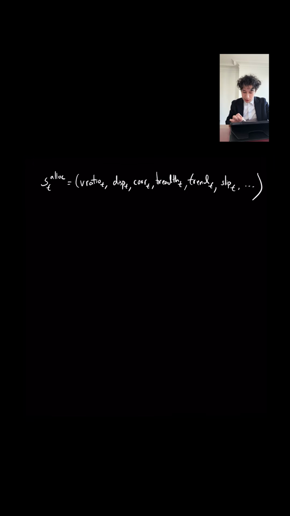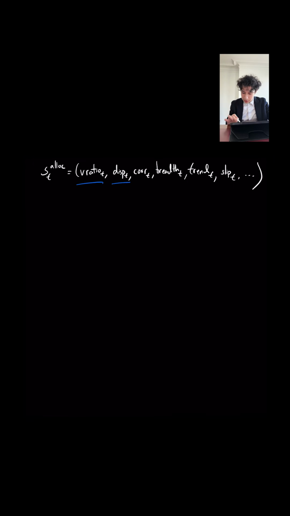So we start from a post-close market state vector. I'll go ahead and list some example conditions here. We might have things like volatility, dispersion, correlation, breadth, trend, slippage, etc. And then for each strategy, we want to form a net utility quantity. So how are we going to do this? We're going to penalize uncertainty and expected implementation cost.